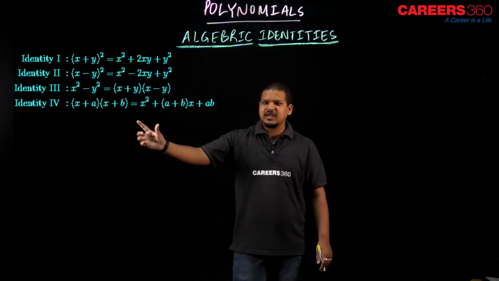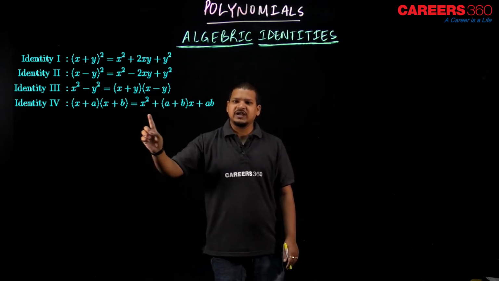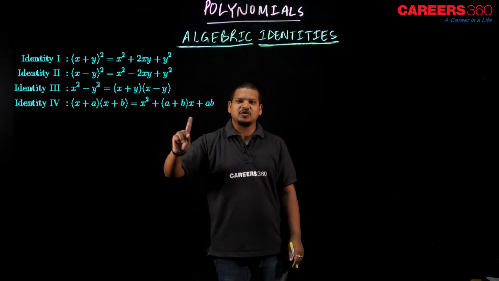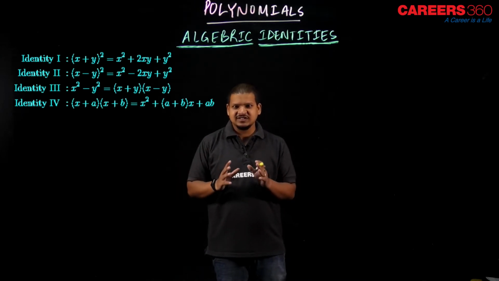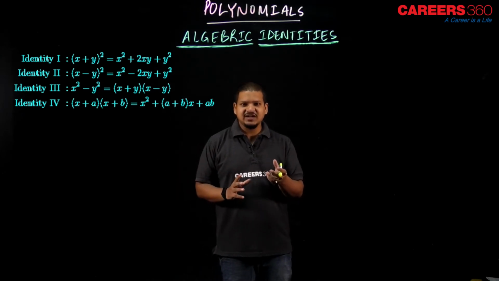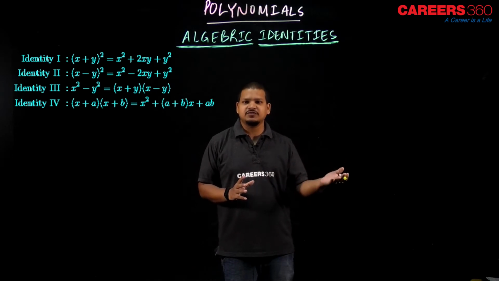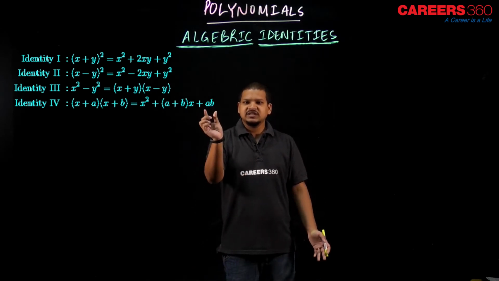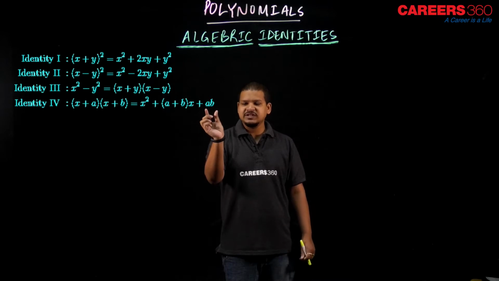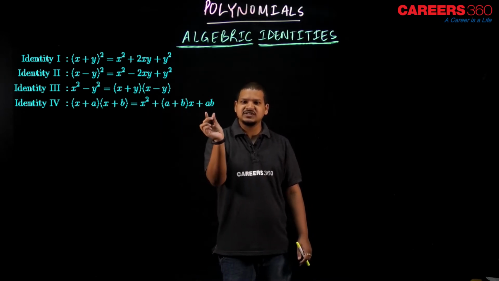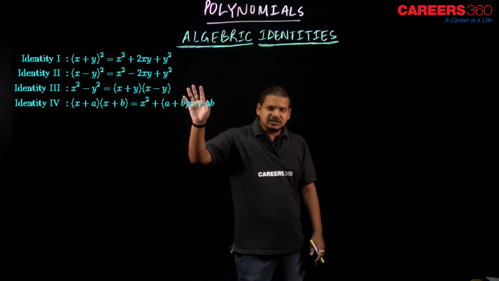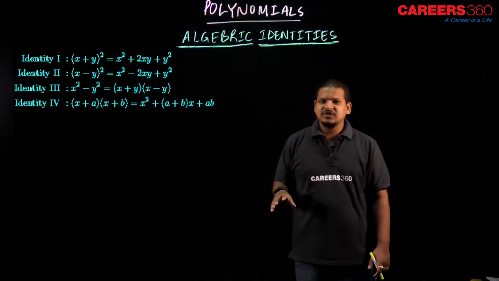And the last one, just try to look at that. Where has this come from? This came directly from the last session that we discussed, where we discussed the relationship between zeros and the coefficients of a polynomial. So this is the product of zeros and this is the sum of zeros, right? So these are the four basic identities that we study.